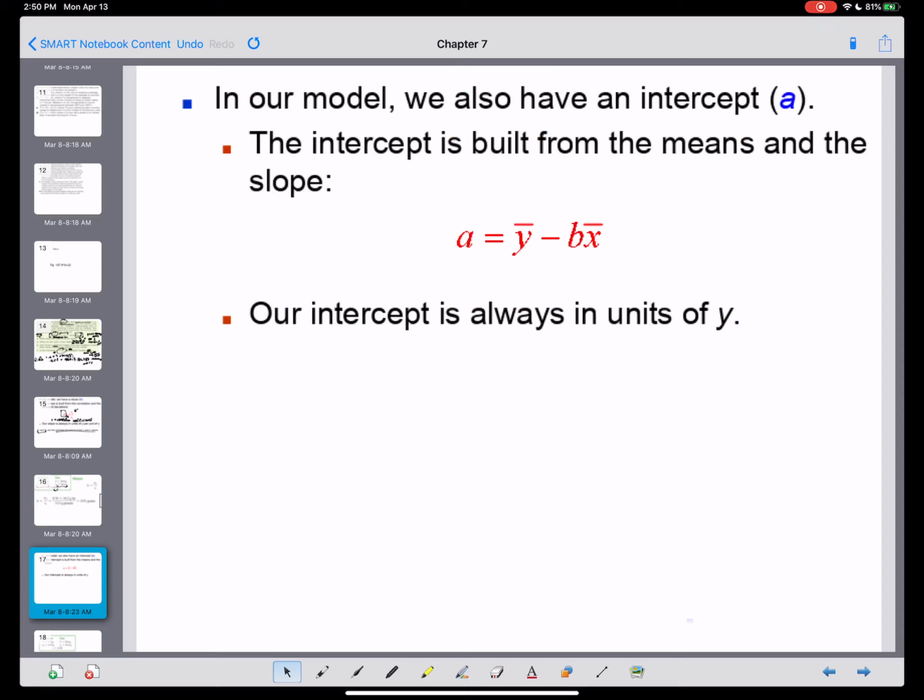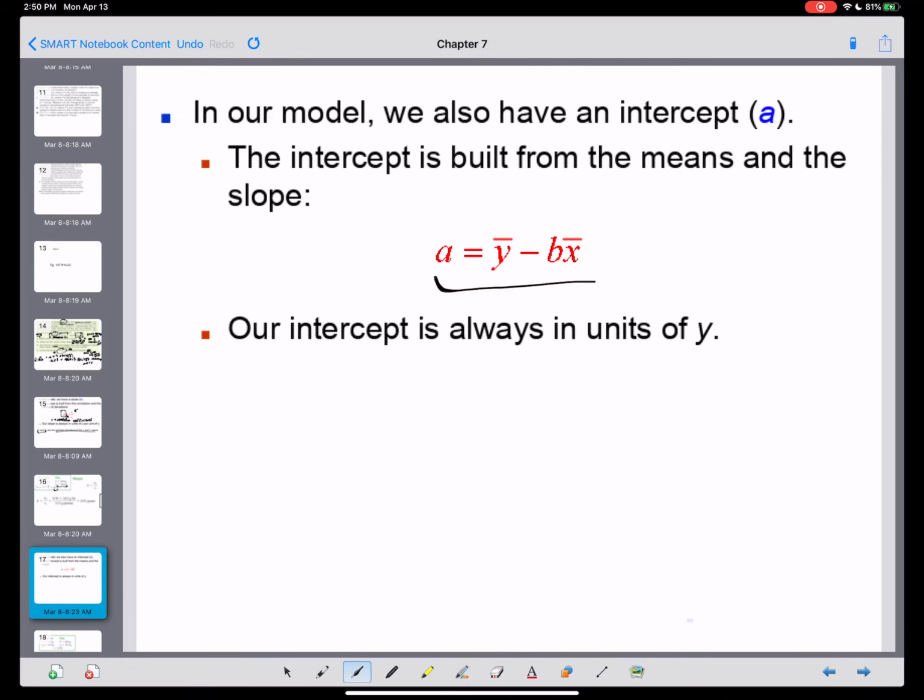Okay, in our model, we also have an intercept. It's A. The intercept model is built from this. Your intercept is built from the means and minus the slope. Really, our y-intercept is always in a unit of y. Okay, our y-intercept is always in a unit of y. The intercept is built from the means and the slope.